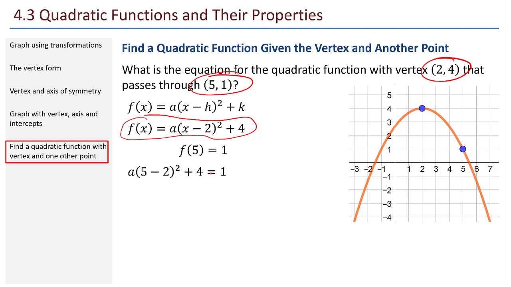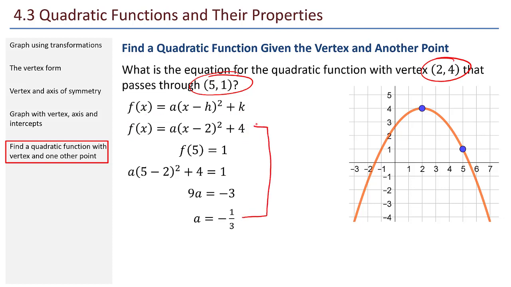Now I can simplify the left. 5 minus 2 is 3. 3 squared is 9. So I get 9a. I subtract 4 from both sides. I get -3. 9a equals -3. Divide both sides by 9. a equals negative 1/3. Now I can take that negative 1/3 and put it in place of the a.